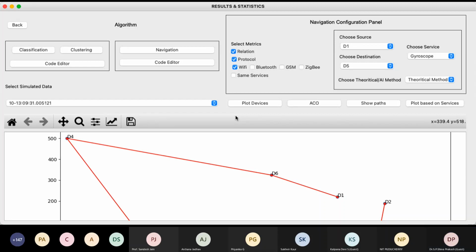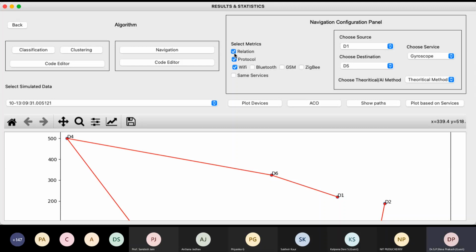But along with that, how do we choose the path? A very important thing is the relationship between the devices, whether they are using the same set of protocols. We don't know. Right now we have simulated only a few devices. In a real environment, there will be n number of applications, n number of devices, and n number of services provided.